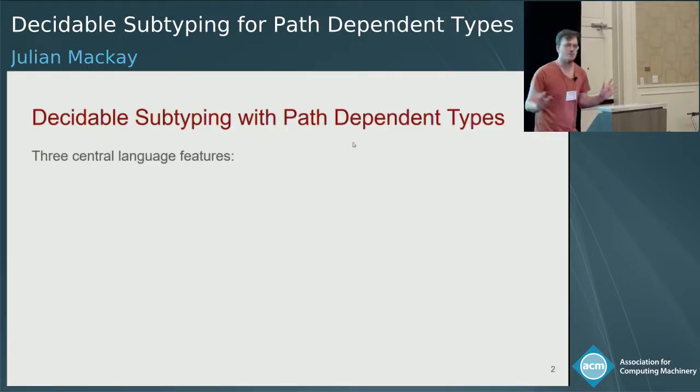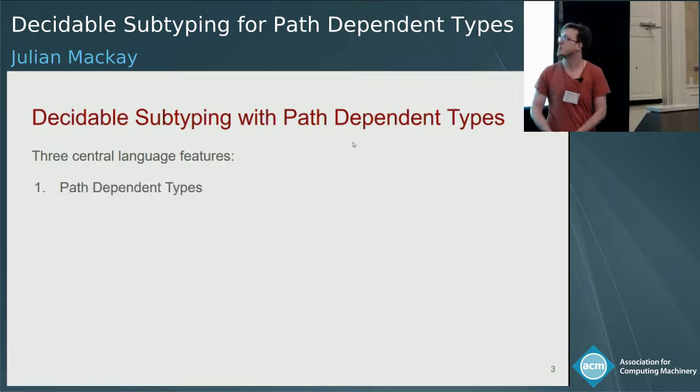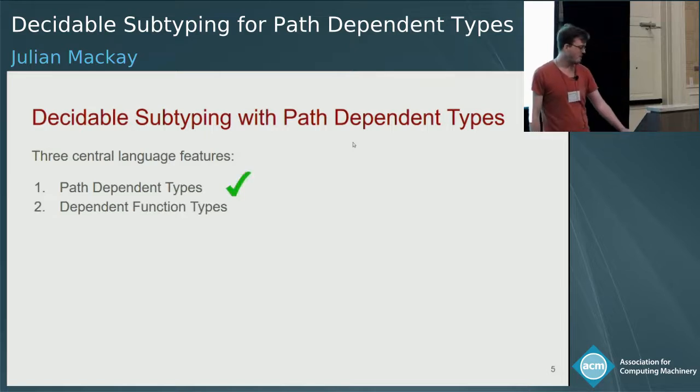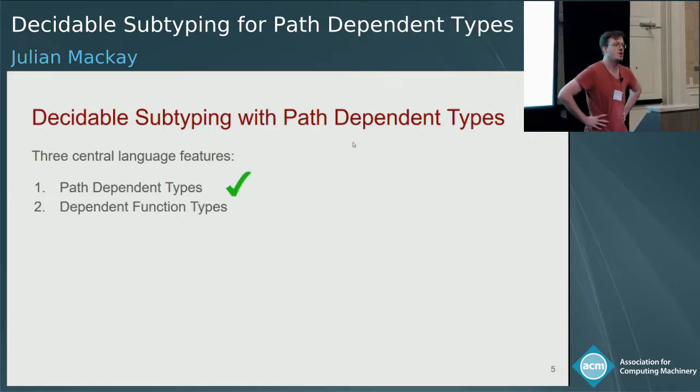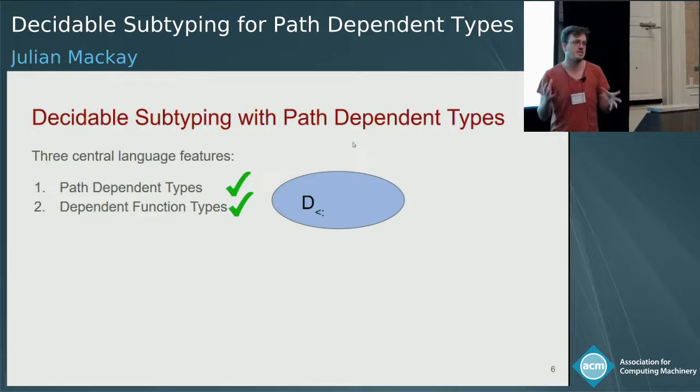So I want to focus on several key language features. First off, path-dependent types. Obviously, it's in the title. Second off, dependent function types. So you've already heard a lot about them, and I'll go into that in a bit more. And so these two coupled together kind of give you D-sub, right?